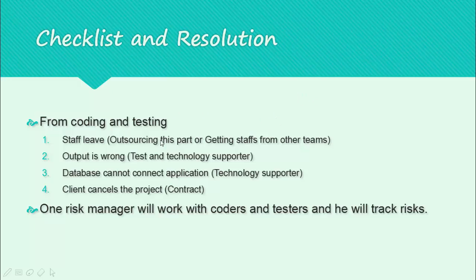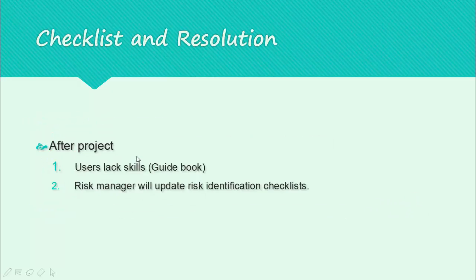We can outsource this part or get staff from another team. Coders can get advice from a technical supporter. If the client cancels the project, we can get money as well because the contract will protect us from these risks. We will assign a risk manager to work with coders and testers, and they will track risks after the project.